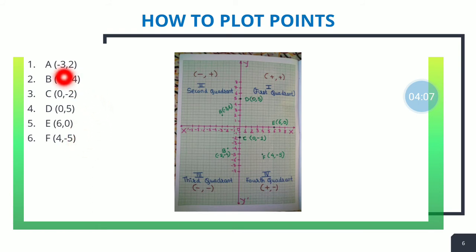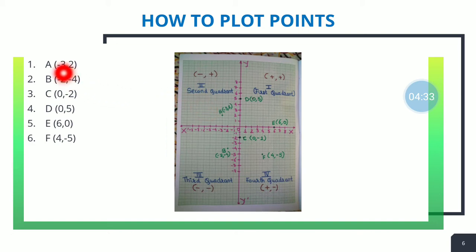The first point is A (minus 3, 2). Minus 3 is the x coordinate and 2 is the y coordinate. Next we check the signs. Here x is negative and y is positive. So negative positive is in the second quadrant. So my point lies in the second quadrant.